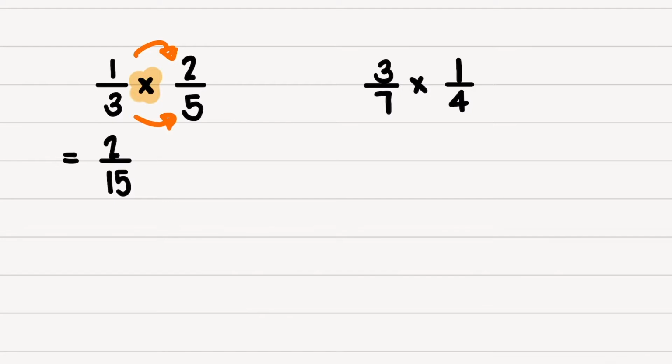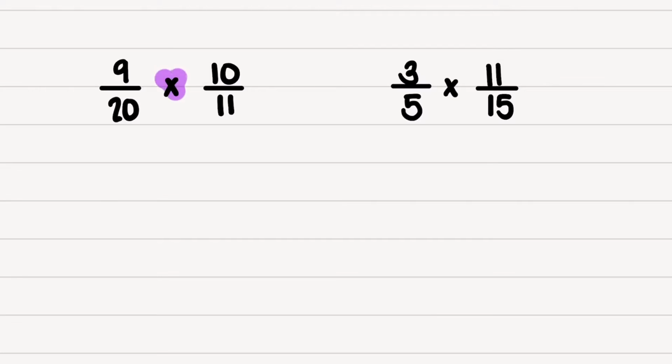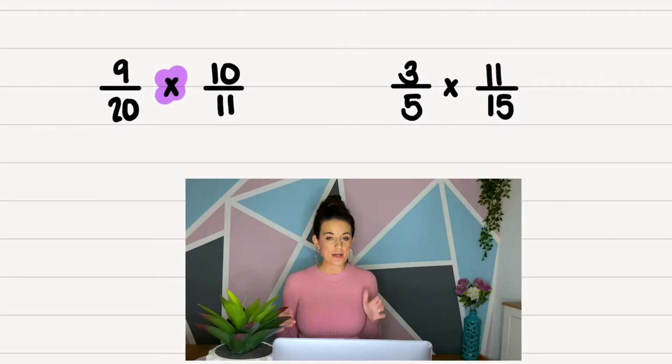If we look at our next example, we're going to identify a multiplication sign, and we're going to see, can we cross simplify, can we cross cancel? No, nothing simplifies here, so we're just going to do numerator times numerator, denominator times denominator. So our answer is going to be 3 times 1, which is 3, over 7 times 4, which is 28. Looking at our next example, we're going to identify the multiplication. Now, we have 9 over 20 times 10 over 11.